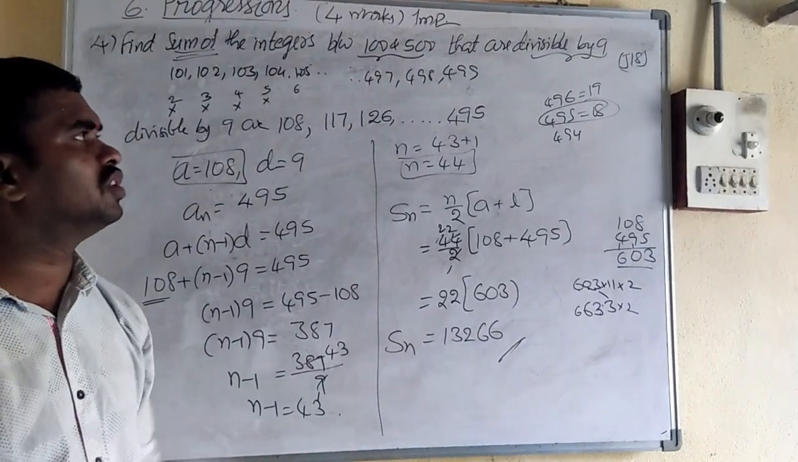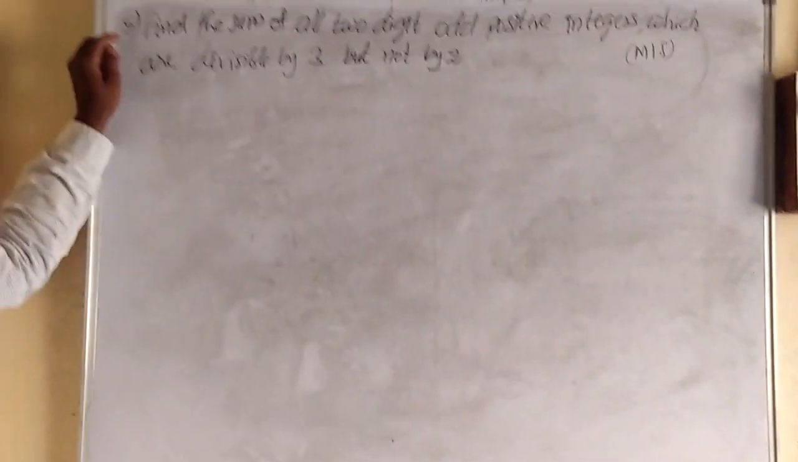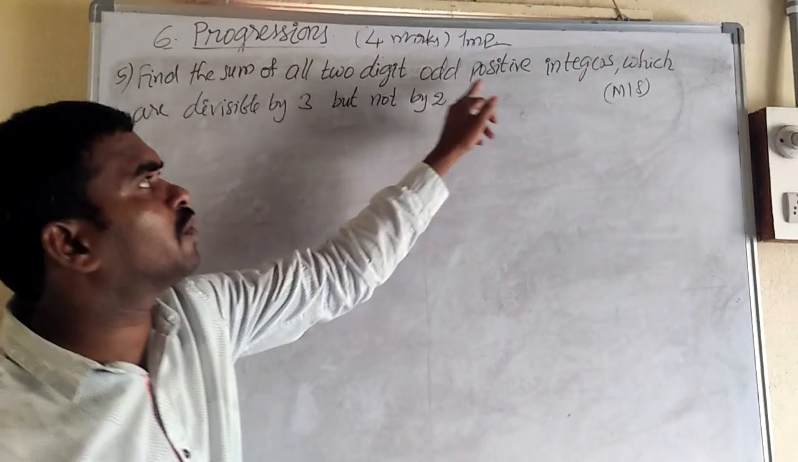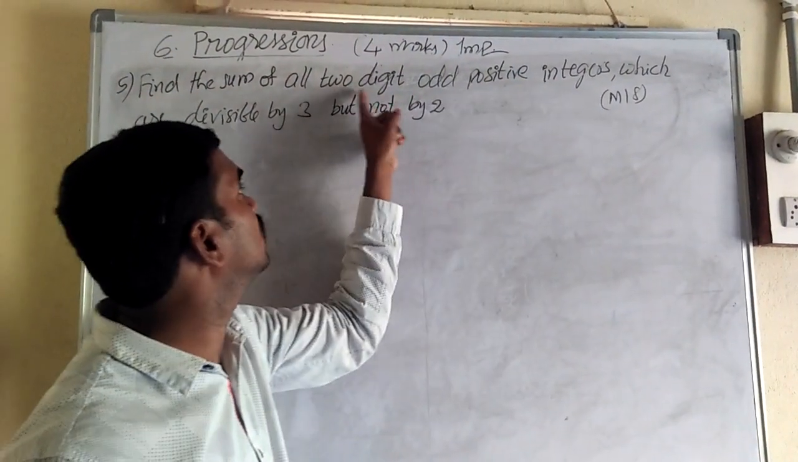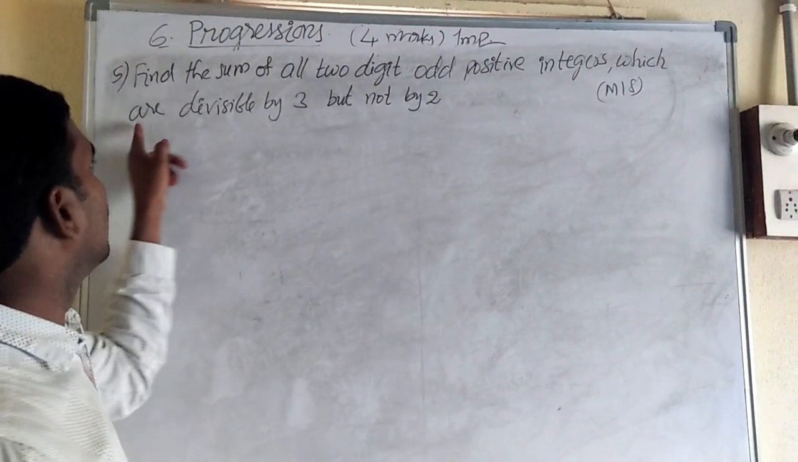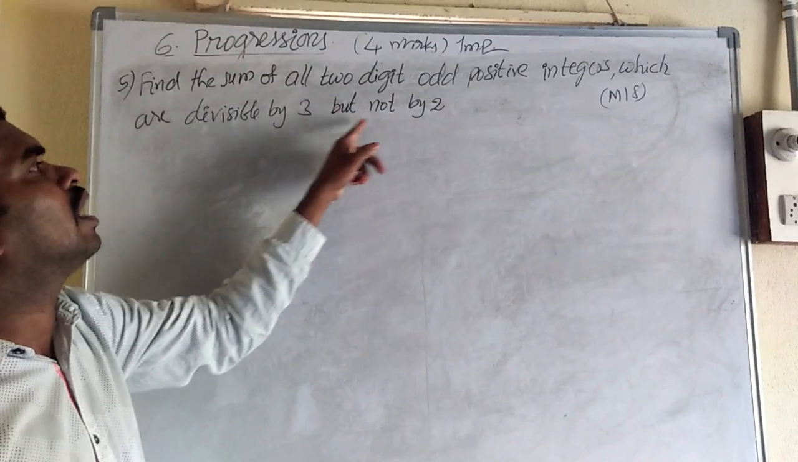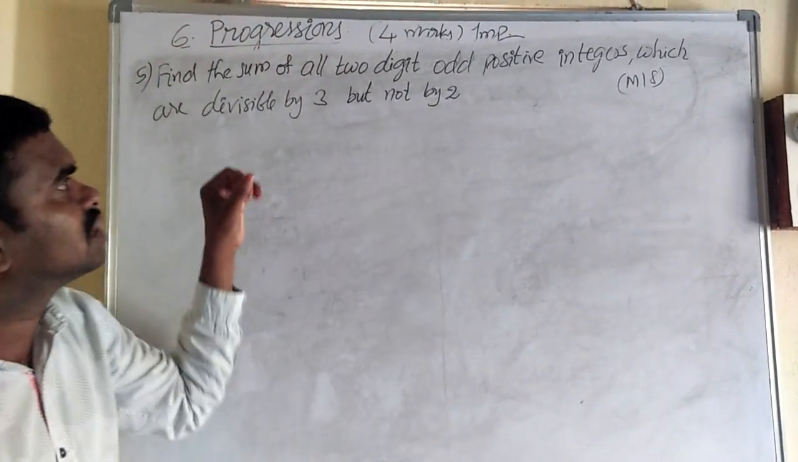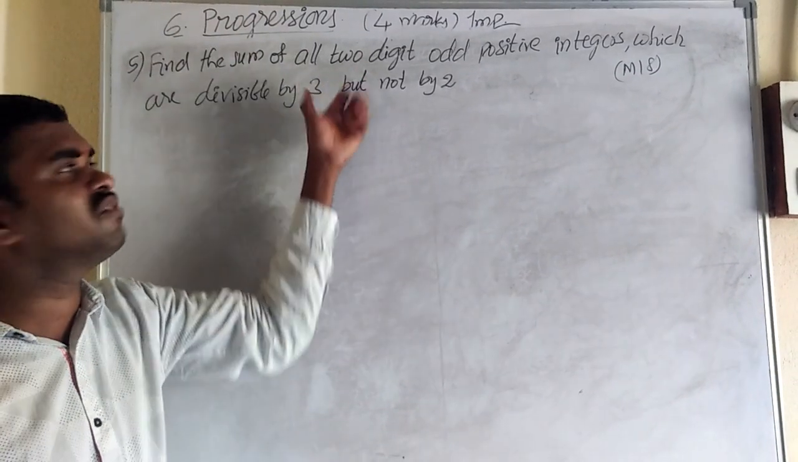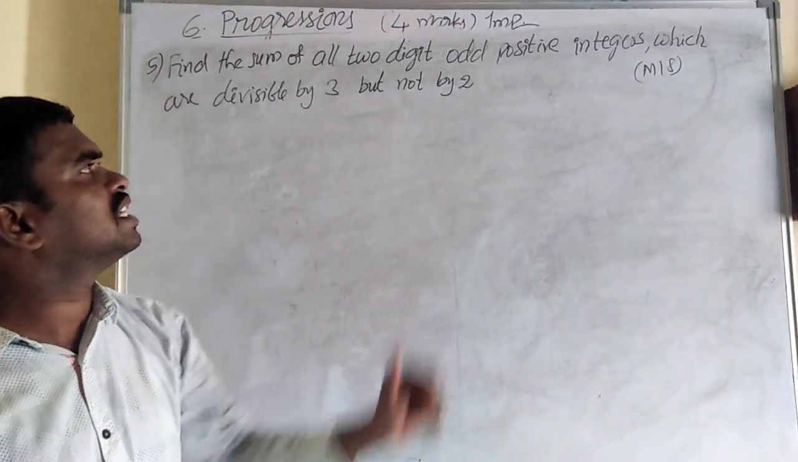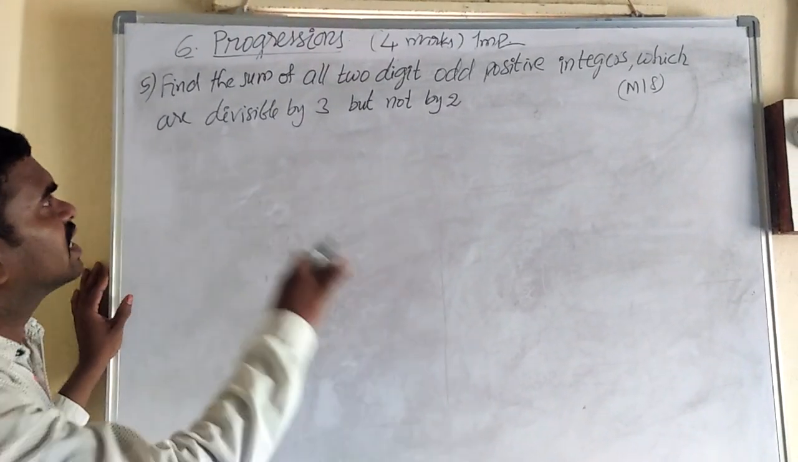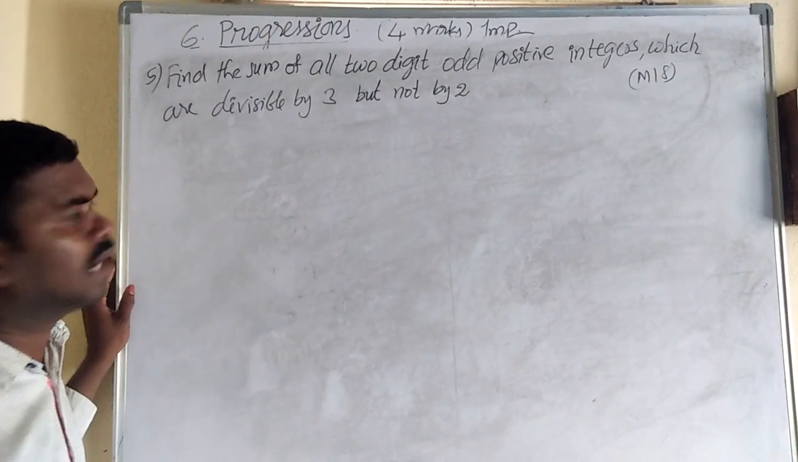This is the solution. So the fifth question: find the sum of all 2-digit odd positive integers which are divisible by 3 but not by 2. So nothing is there, don't confuse anything. You just simplify one by one, you will get the series, then we can find the sum. To write the series, take the given conditions and apply them.